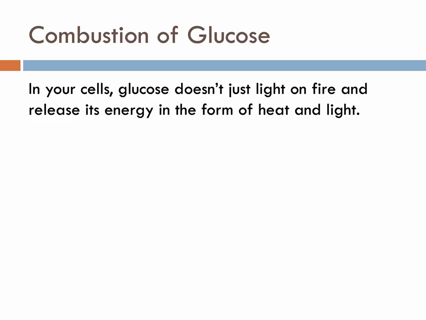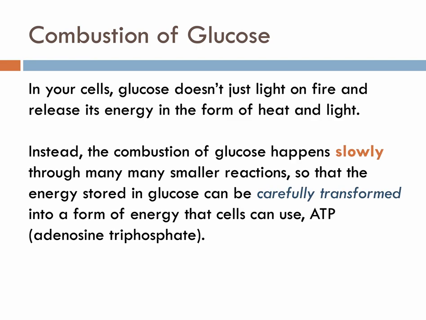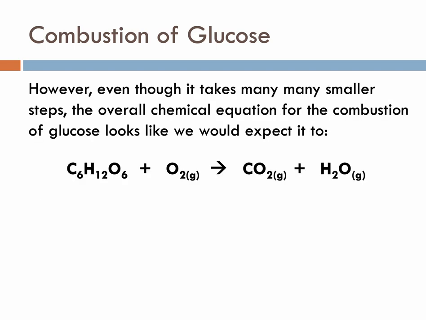So in your cells, glucose doesn't just light on fire, right? It's not like there's little campfires going on in all of your cells and that's how you're producing energy. What's really happening is that glucose is being broken down into smaller bits by a bunch of little chemical reactions, and so it's slowly transformed, and then the energy from the glucose gets stored in a form that cells can use. That form is called ATP, which stands for adenosine triphosphate. You'll learn all about ATP in your biology classes because ATP can go throughout the cell and do all kinds of work and make it do the stuff that the cell needs to do. It's a really great energy molecule.